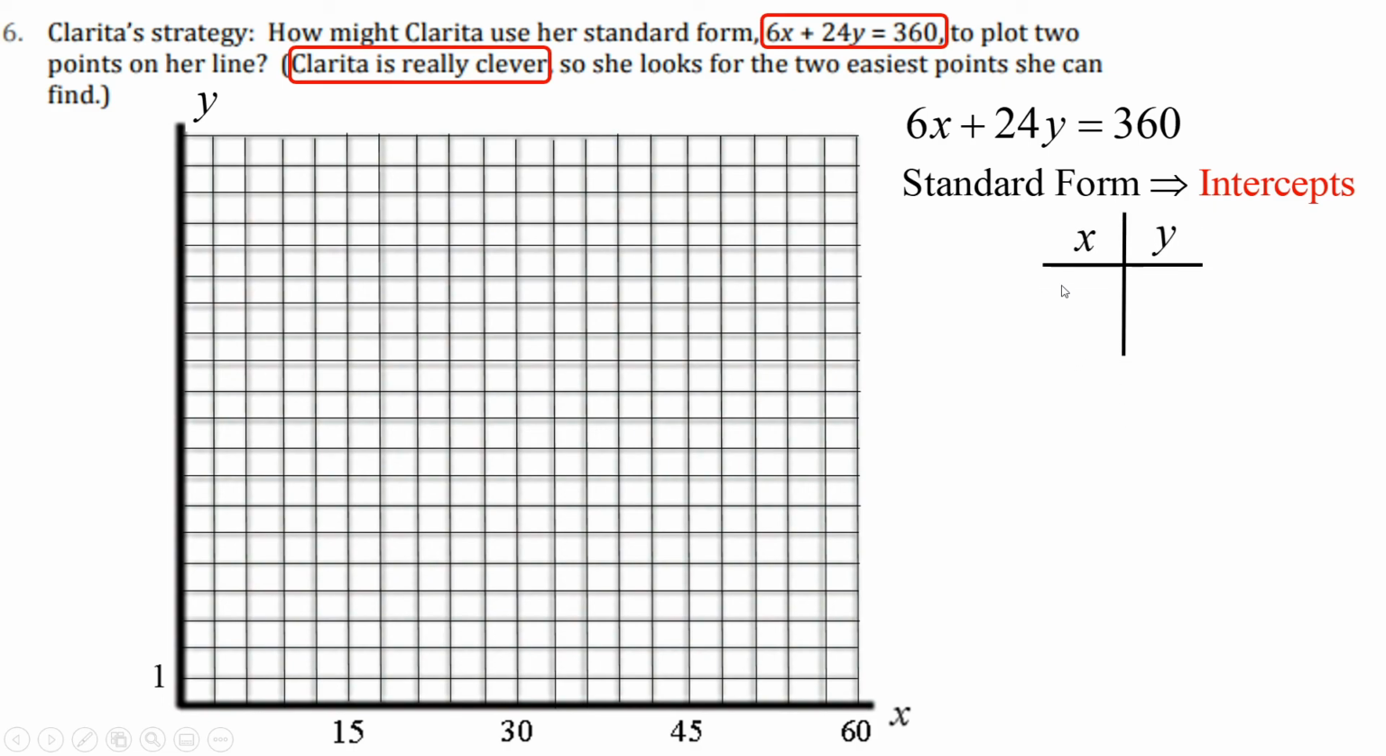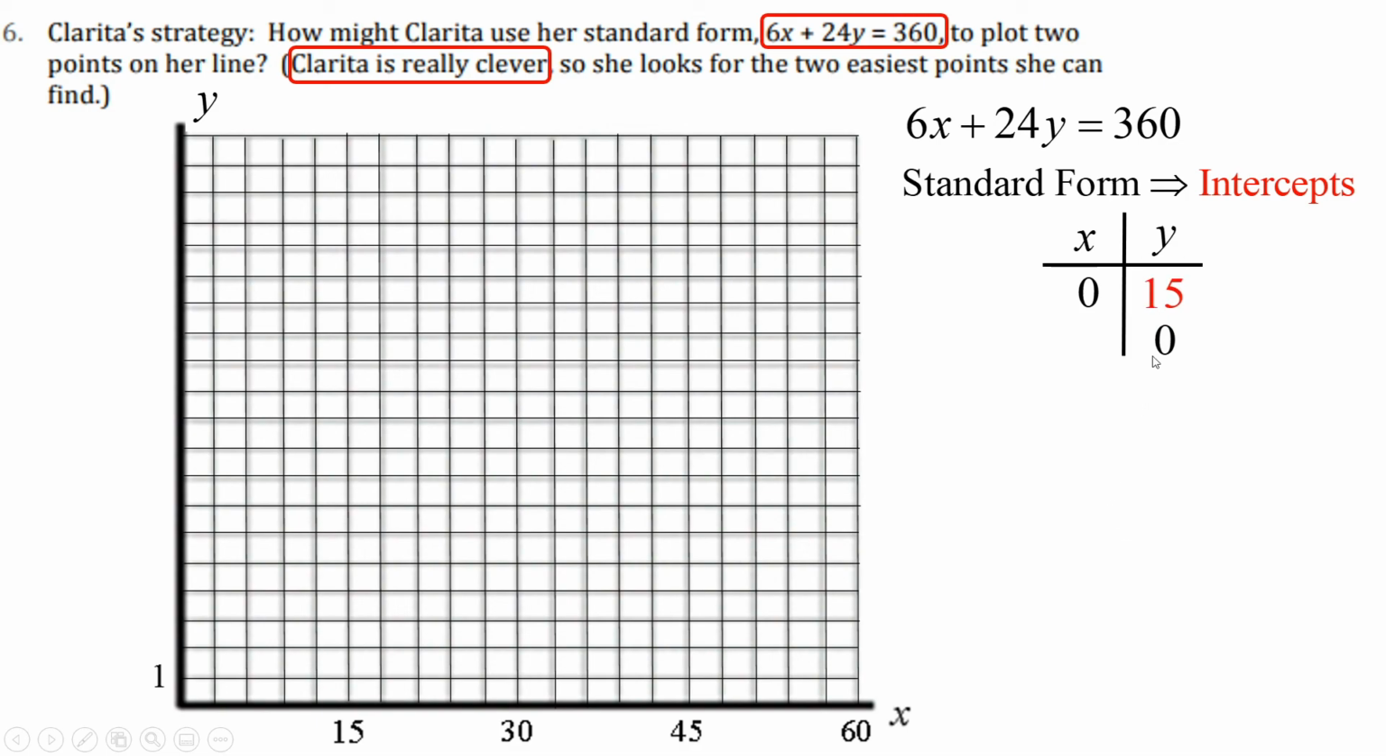Now remember, for the y-intercept, x is 0. So I'd put a 0 right here, and for the x-intercept, my y is 0. So I'm going to put a 0 here and a 0 down here. And then I'm just going to do a little arithmetic. If x equals 0, what does this y have to equal to give me 360? So if x is 0, 6 times 0 is 0, and I'm left with 24 times what number is 360? Well, let's just find that by going 360 divided by 24, and I have 15. So the y-intercept is 15.